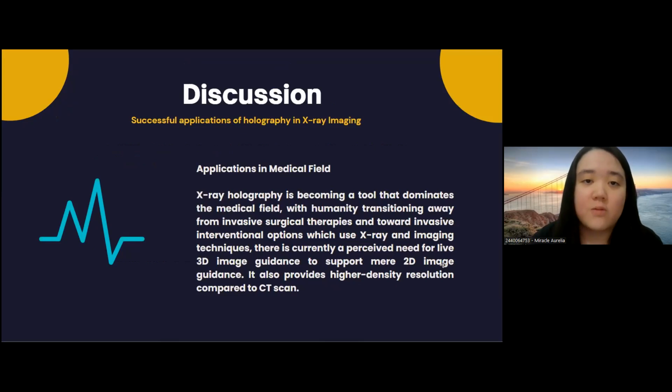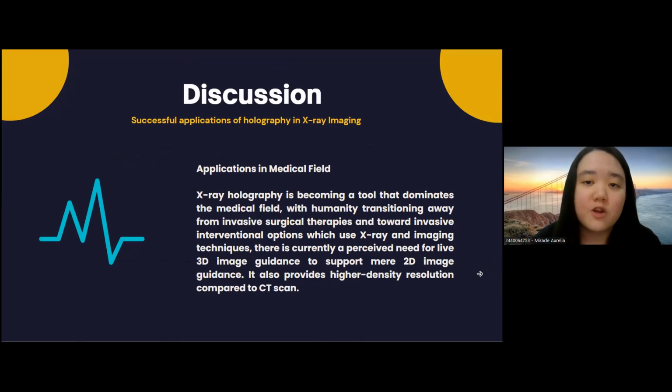And the next part is the chapter for discussion. First thing we will discuss is the successful applications of holography in X-ray imaging, which is related to RQ1. X-ray holography has been applied in various fields. The first one is medical field.